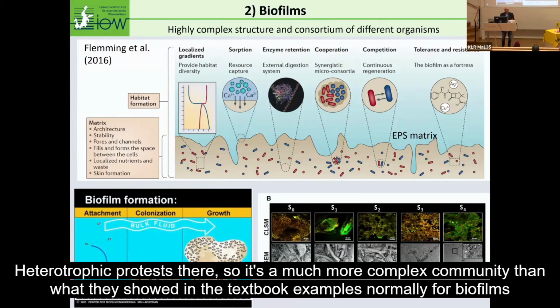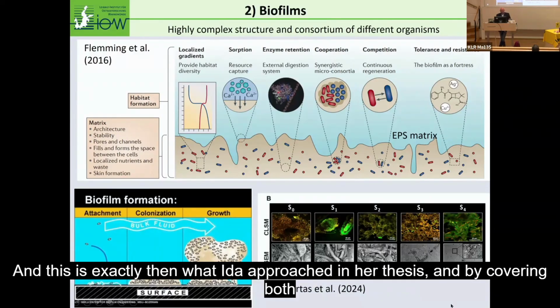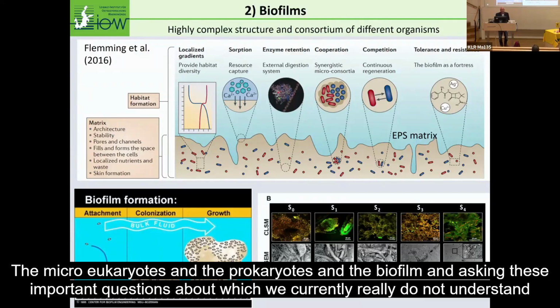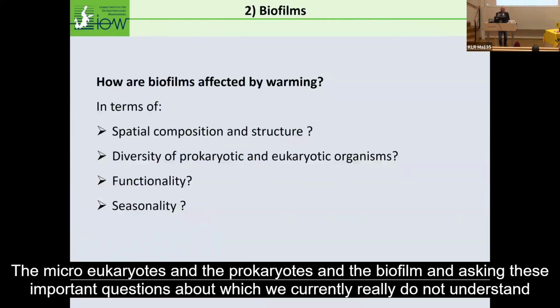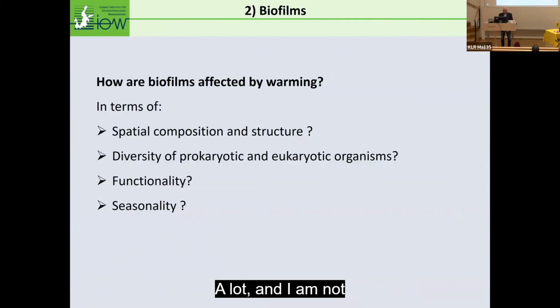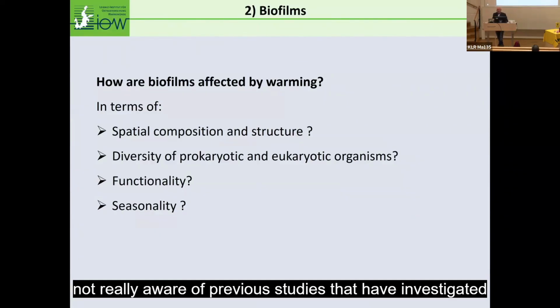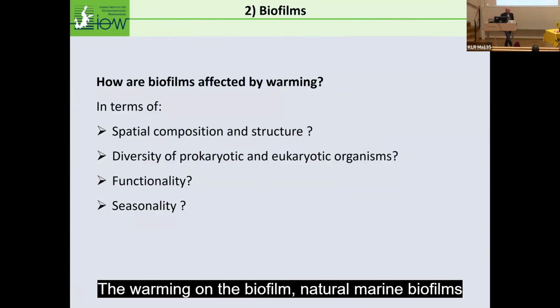So it's a much more complex community than what they showed in the textbook examples normally for biofilms. And this is exactly what Ida approached in her thesis, by covering both the microeukaryotes and the prokaryotes in the biofilm and asking these important questions about which we currently really do not understand a lot. And I am not really aware of previous studies that have investigated the warming on the natural marine biofilms.